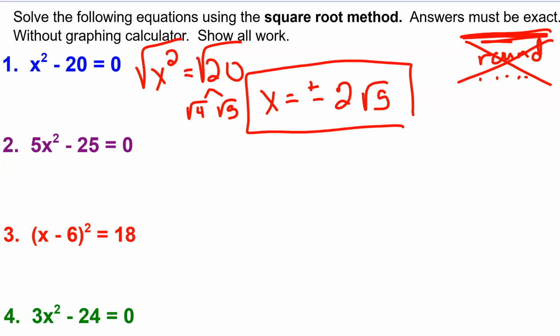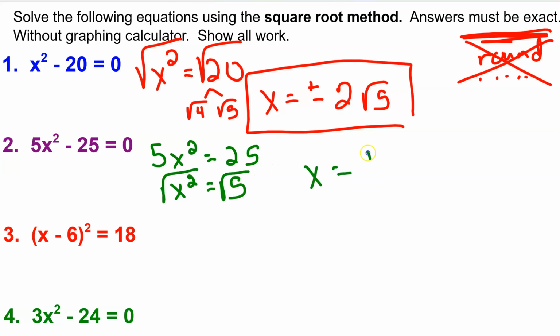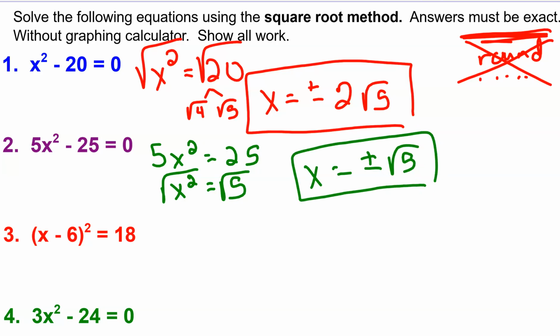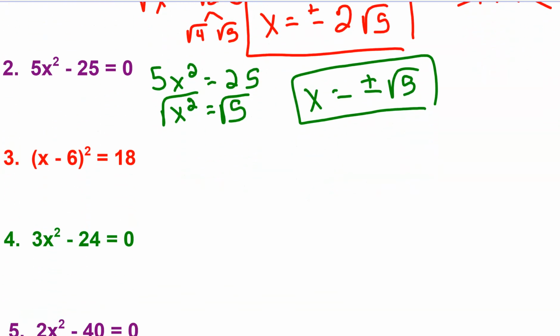The next one, I'm going to move the 25 over. I'm going to divide by 5. And then I'm going to square root both sides, so x is going to equal plus or minus the square root of 5. And we've done these before in Algebra 2.